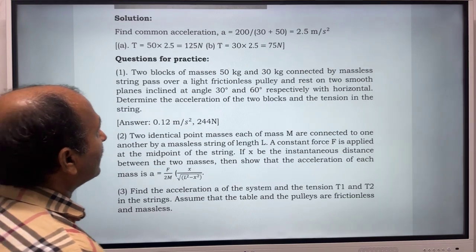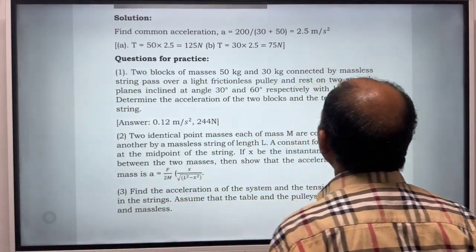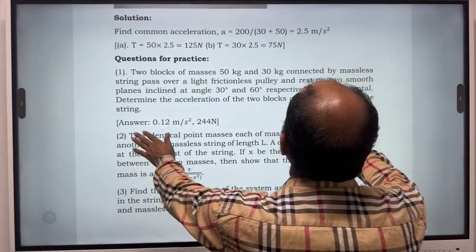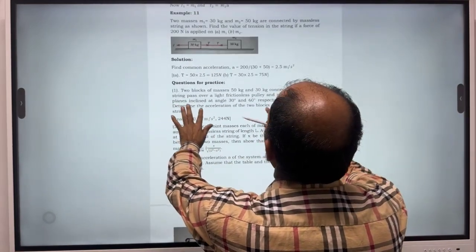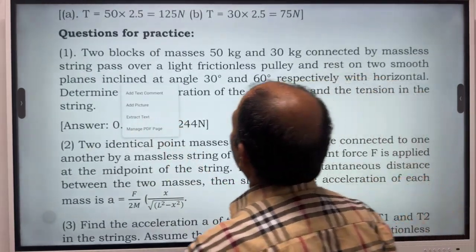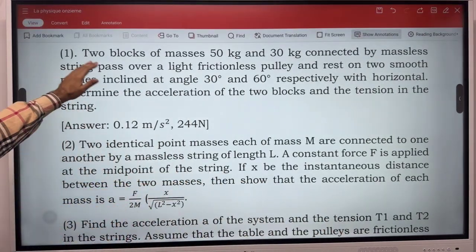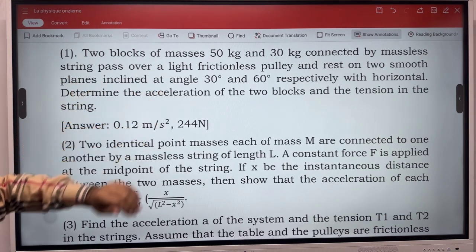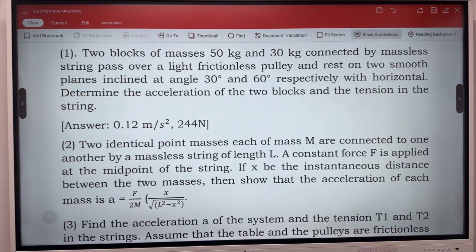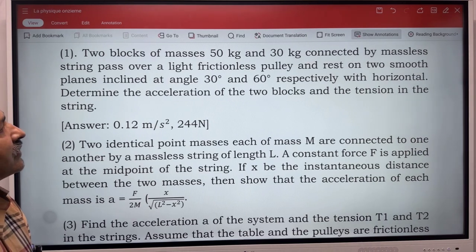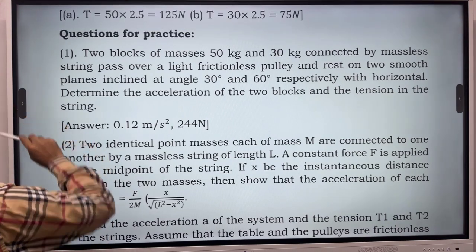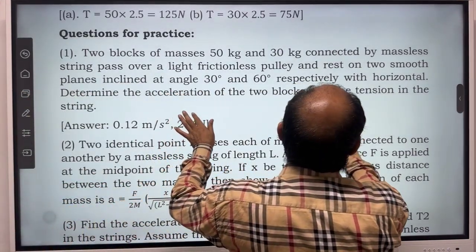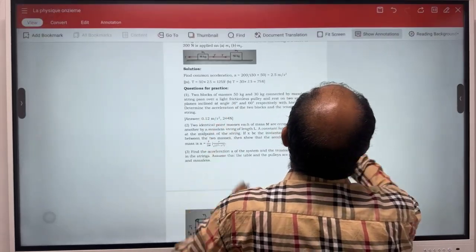This is a good question. So let's see the situation. What is happening here? The question you have read, once again you can read. Two blocks of masses 50 kg and 30 kg connected by a massless string pass over a light frictionless pulley and rest on two smooth planes inclined at 30 degrees and 60 degrees respectively with the horizontal. Determine the acceleration of the two blocks and the tension in the string. So now let's see the situation. What is happening?